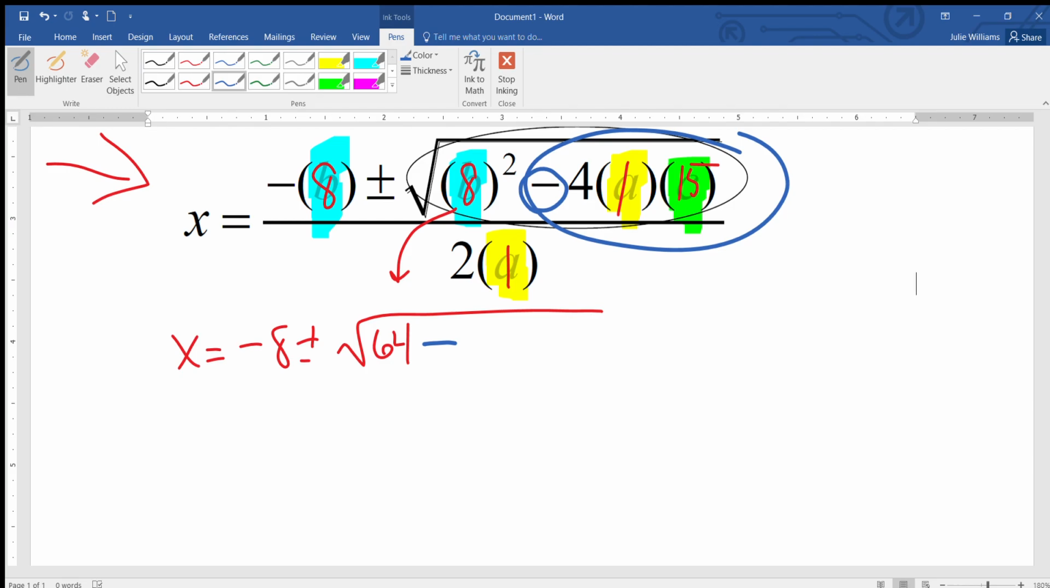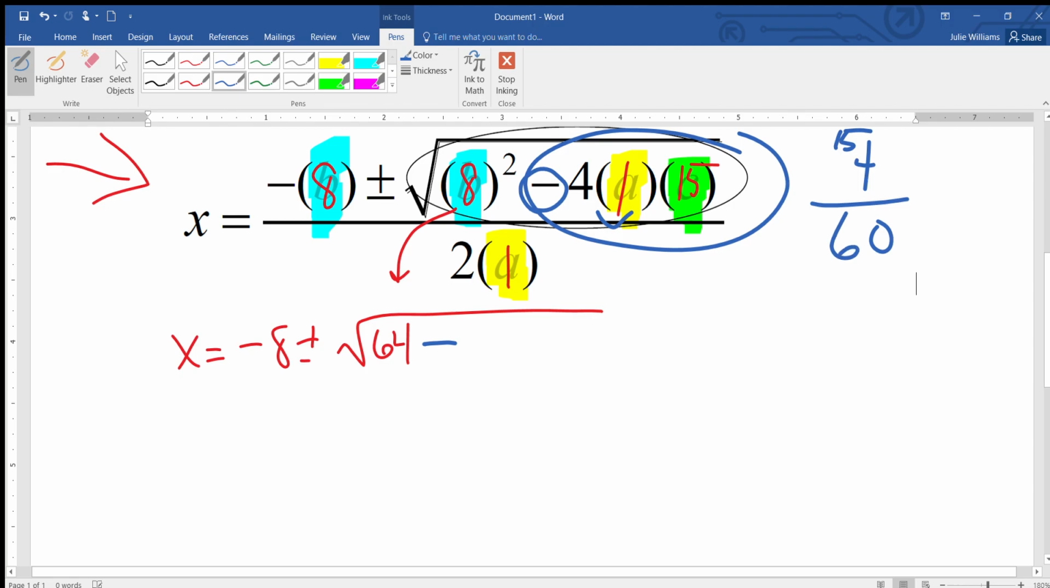We know that 4 times 1 is 4, and then times 15. If you don't know that, you could go ahead and multiply it out, but it is 60. Okay, so 64 subtract 60, and then all over, oh, that's interesting, all over 2 times 1, which is 2. Okay, we can simplify that further.